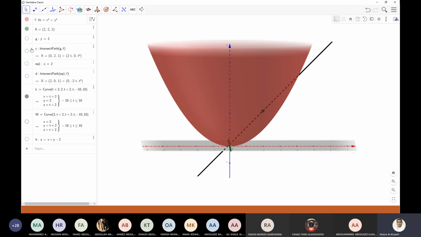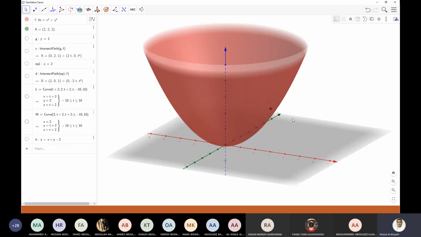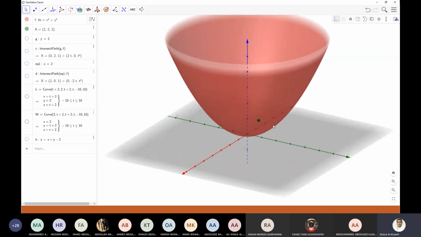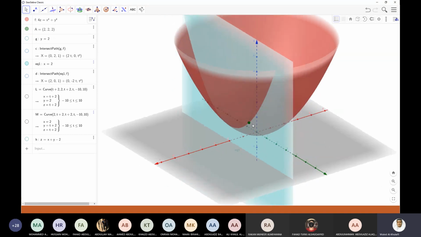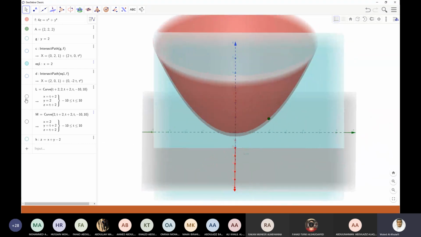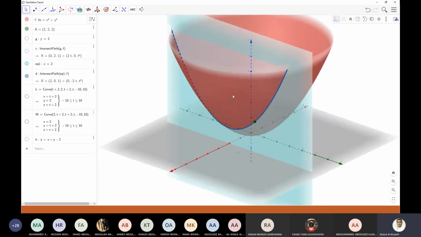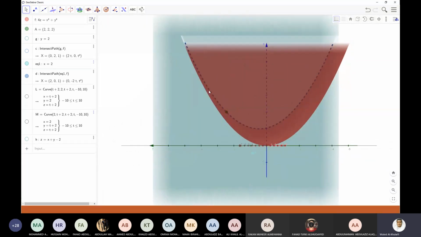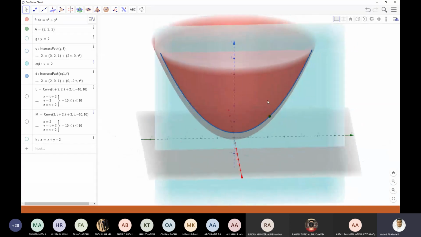Now, let's do the same thing. Let me remove these guys here. This is point A. In the first case, we put the plane y equal 2. Now, let's put x equal 2. Okay, x equal 2. So it means that I'm making x constant. And then let's find the intersection. So this is the intersection point. If you look here, this is the intersection between the plane x equal 2 and the surface.